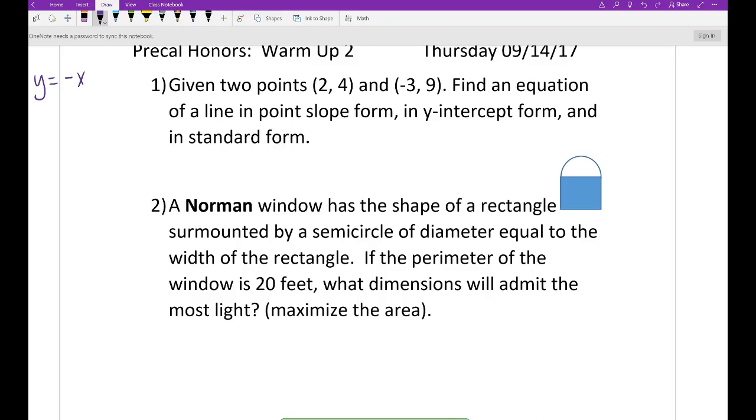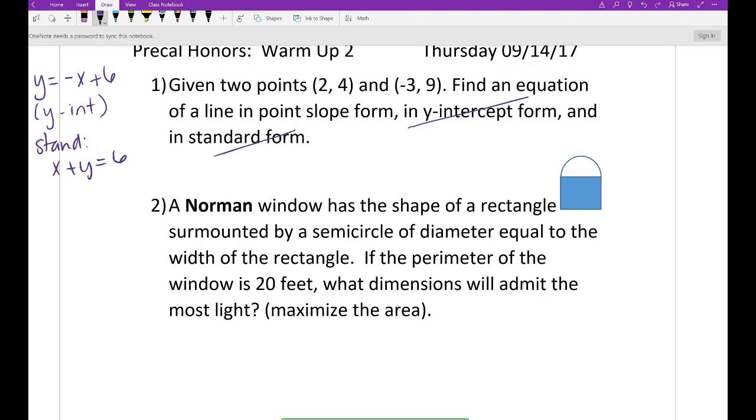Y equals negative x. What form is this? You were asked three different forms. That's right, but which one? Y-intercept form. Good. That means I'm looking for two more. Standard form. X plus y equals 6. Is that okay? Okay, so standard form is done.